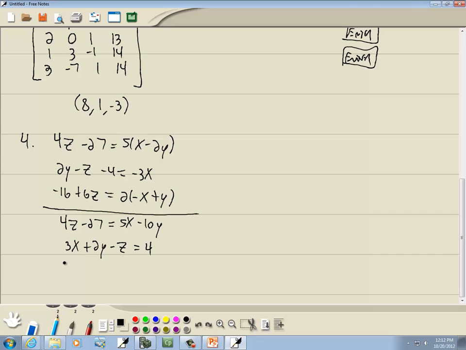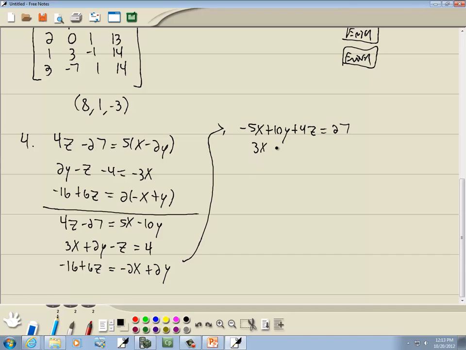Now our last one has parentheses, so let's get rid of those parentheses first. So I got negative 16 plus 6z equals 2 times negative x is negative 2x, 2 times y is 2y. Still want to get everything with a variable on the left side, numbers on the right. So I'll take the 5x minus 10y to the left side. So we got negative 5x plus 10y plus 4z, and I'll take negative 27 to the right side, and it becomes a positive 27.